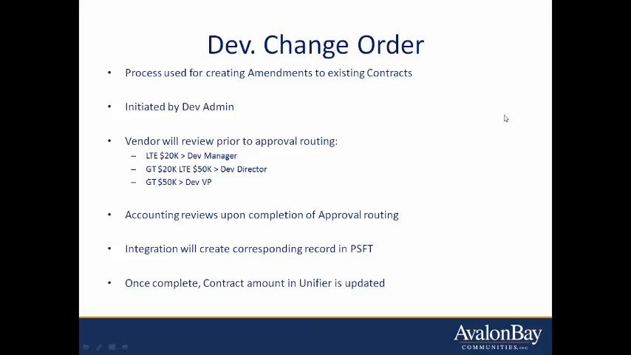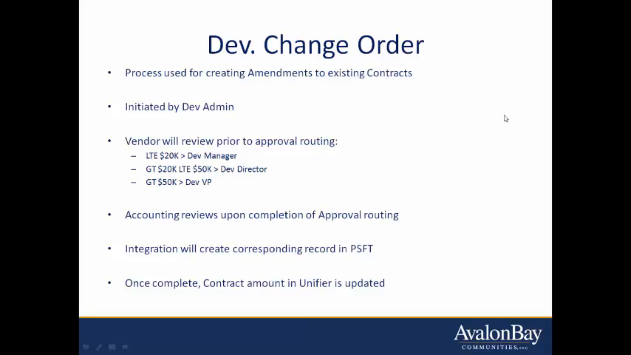The dev change order business process is to be used when an amendment is needed for an existing contract. The dev admin will initiate the request, which will then be routed to the vendor for review, then either the dev manager, dev director, or dev VP for approval. Approval routing will be determined by the total dollar amount of the amendment.